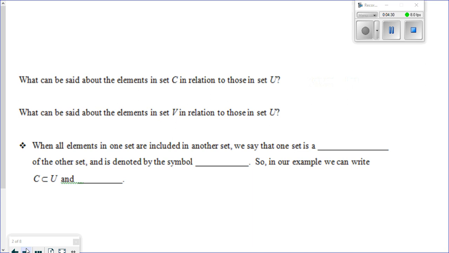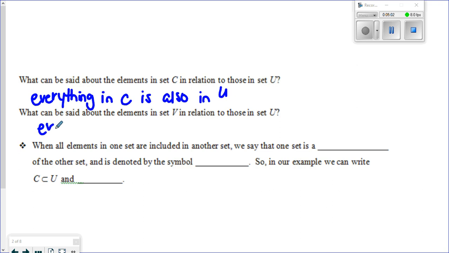On to the next part here. It says, what can be said about the elements in set C in relation to those in set U? We can say that everything in C is also in U. Same thing with the elements in set V in relation to U. Everything, and what I mean by everything is all elements, everything in V is also in U.